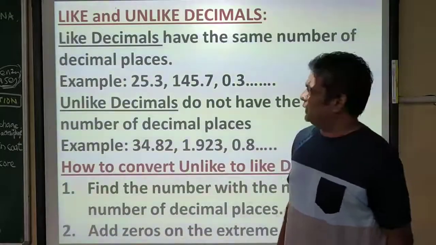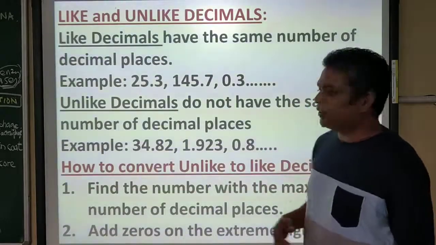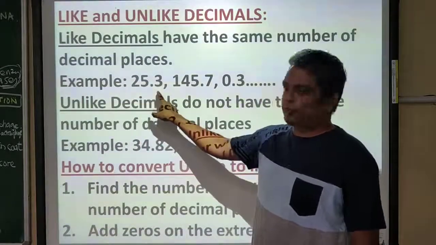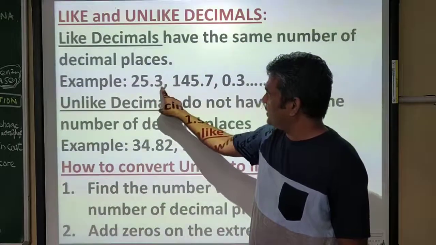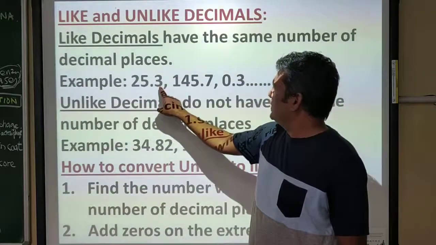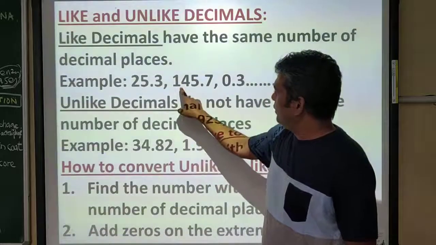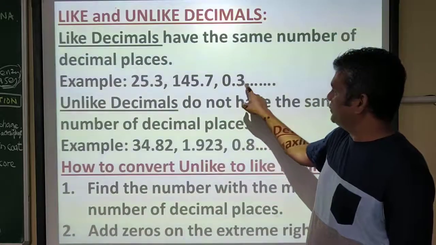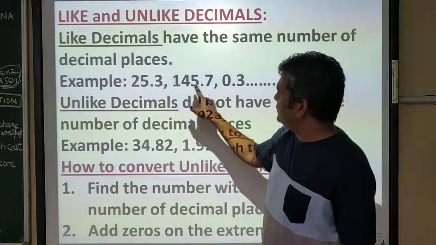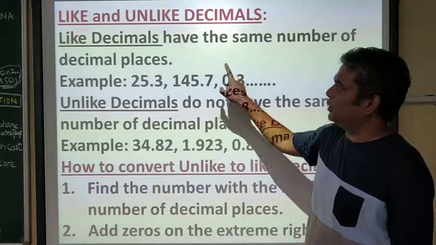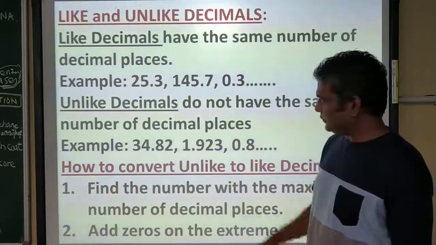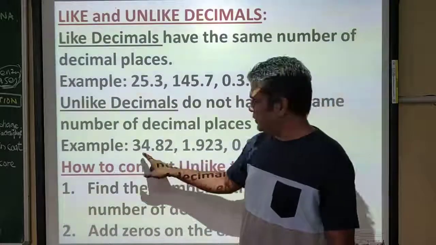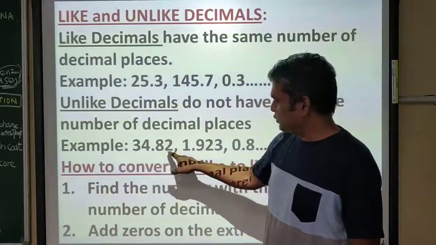Like and unlike decimals. Like decimals have the same number of decimal places. Now, what does it mean? Examples are given. 25.3. You need to see after the decimal point how many places are there. Just one. 145.7, just one place. Like this, 0.3. So when you have exactly the same number of decimal places, then they are called like decimals. Unlike decimals do not have the same number of decimal places. For example, 34.82, you have two decimal places here.